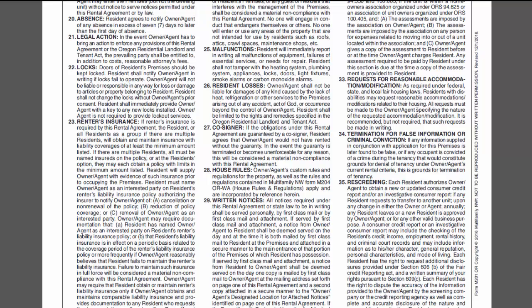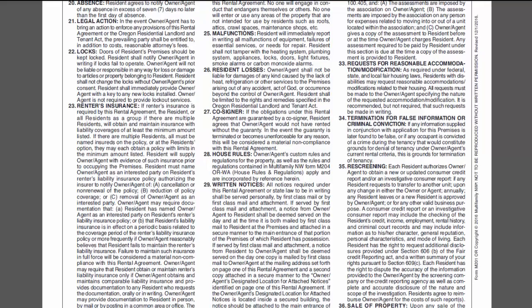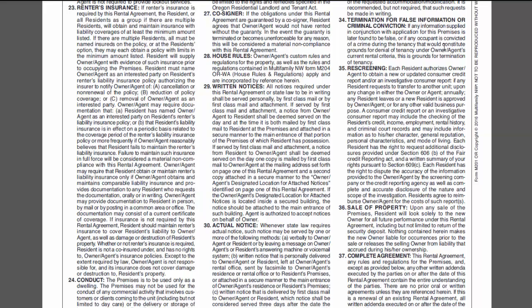Section 33 discusses requests for reasonable accommodations or modifications. If you need a reasonable accommodation, please submit this request and specify the reasons for your request. If necessary, this may also be submitted in writing, but that is not required. The next section talks about termination due to false information or criminal convictions. Basically, if we discover that you have lied about anything or given us incorrect information on your rental application, or if you've been convicted of a crime during your tenancy that we would prohibit, then we could terminate this rental agreement.